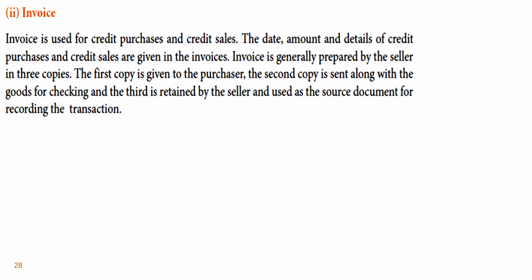So the seller prepares three copies. One is for the purchaser, நம்ம கிட்ட வாங்குனவங்களுக்கு கொடுக்கிறது, and then the second one, if you are sending the goods, goes with the goods for checking, it is a legal evidence, right? And another one, the seller will keep with himself to use to record the transaction. Okay, it is a legal evidence.